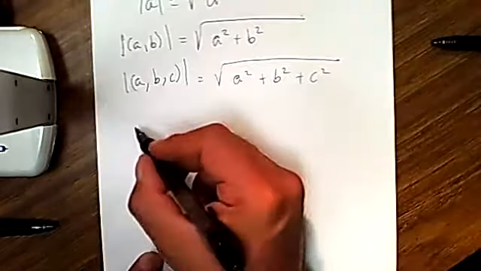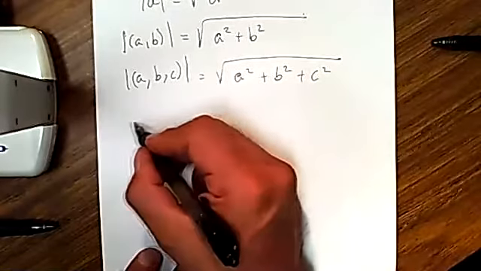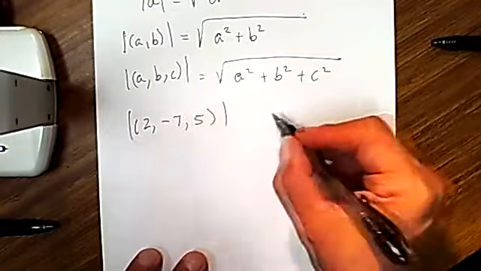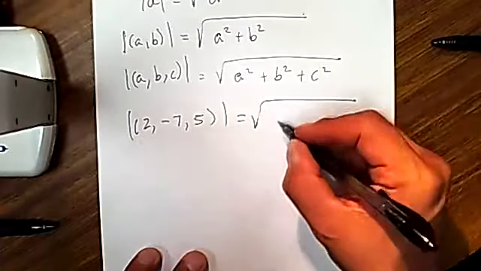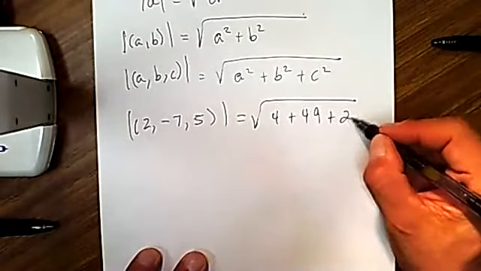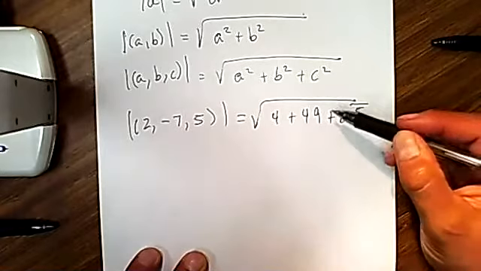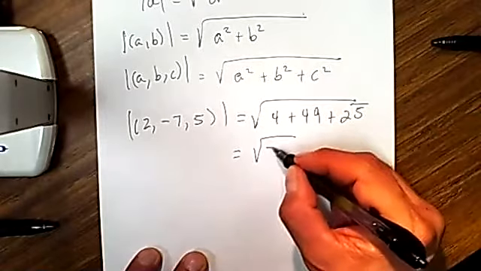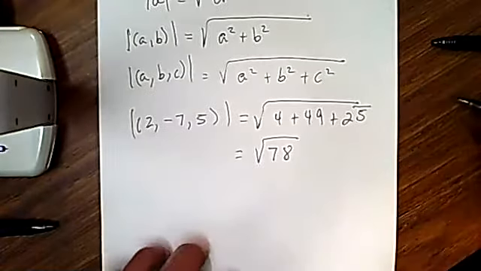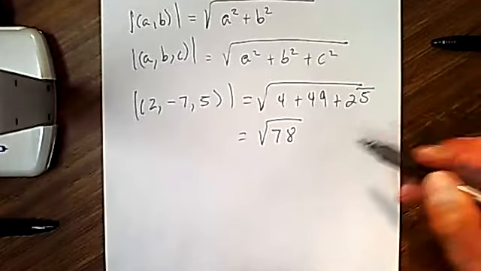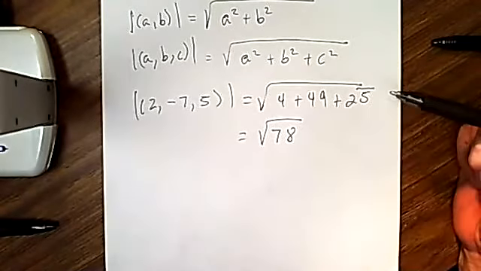Our old friend 2, negative 7, 5, let's find the magnitude of this vector. So that will be 4 plus 49, because we squared the negative 7, plus 25. So that is 78. That is the square root of 78. Yep, 39, 13. See, we cannot simplify that. So that is the exact magnitude of this vector.